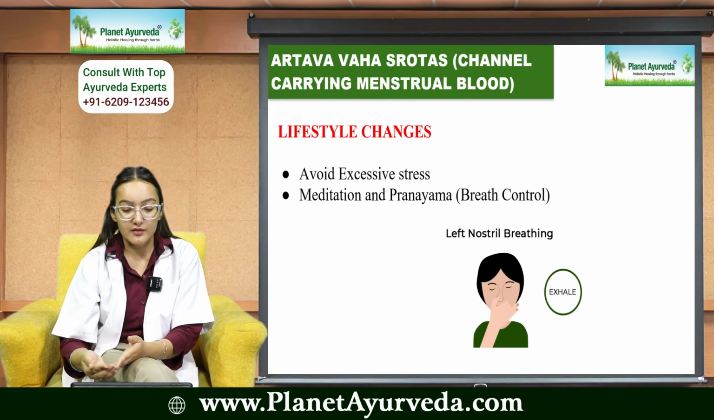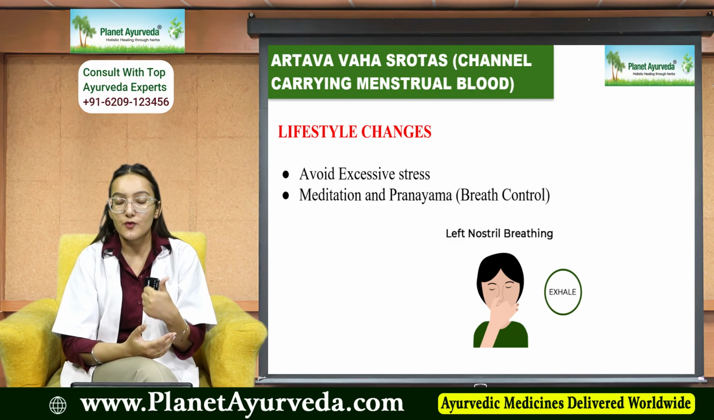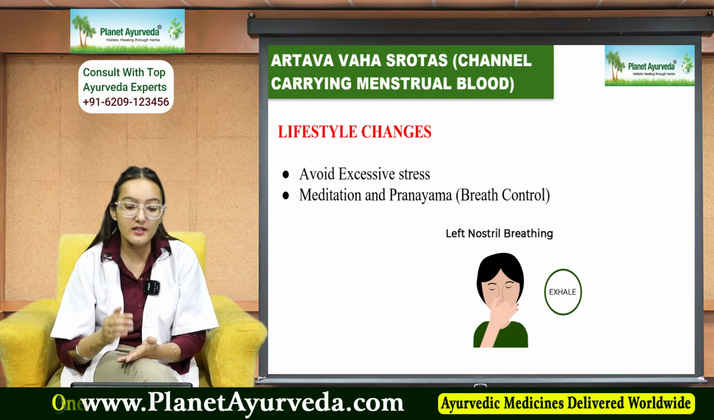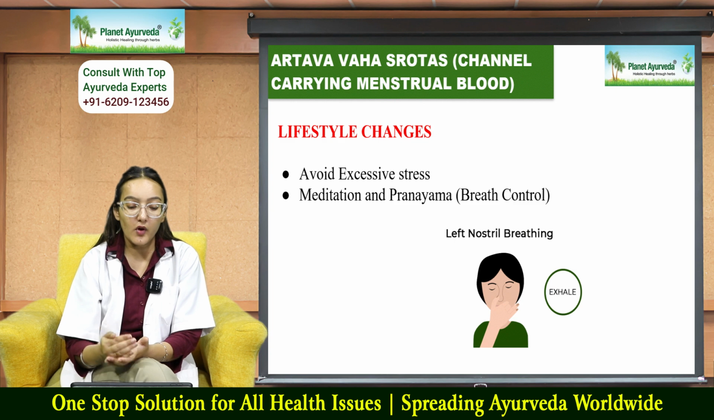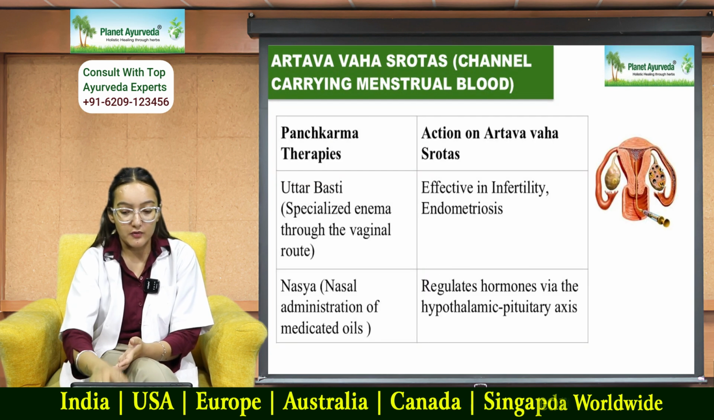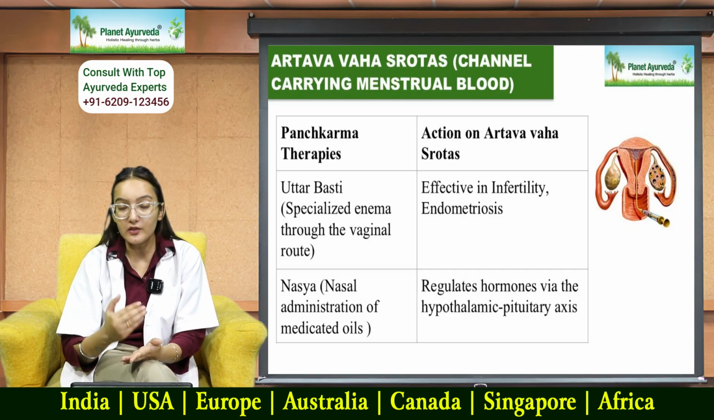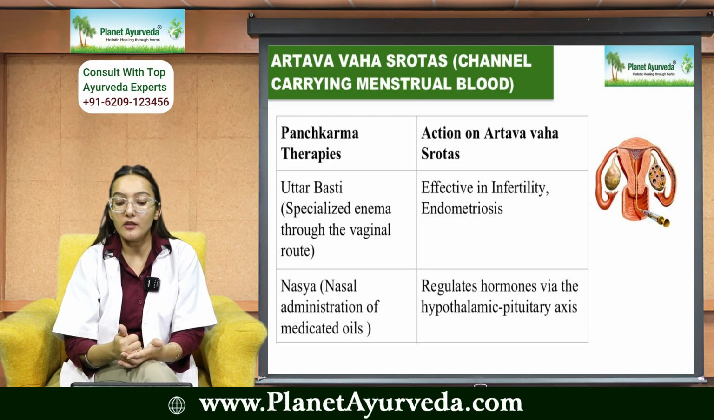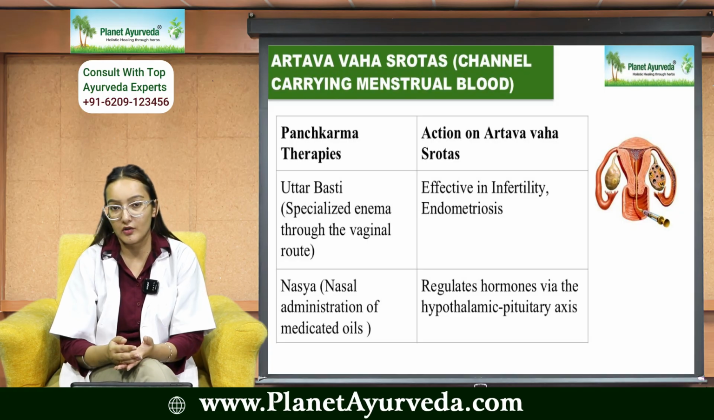Then come lifestyle changes. First of all, avoid excessive stress, because that is one of the most common causes of hormonal imbalance nowadays. Then meditation and pranayam. Do breath control, do anulom vilom for balancing the hormones. Then come Panchkarma therapies that will help. Uttar Basti: a specialized enema through the vaginal route. It is effective in infertility, endometriosis, and all gynecological disorders.